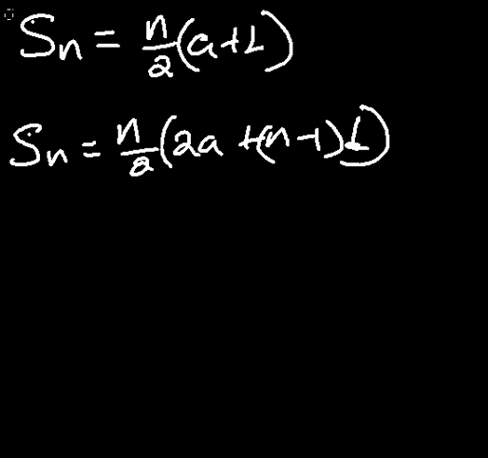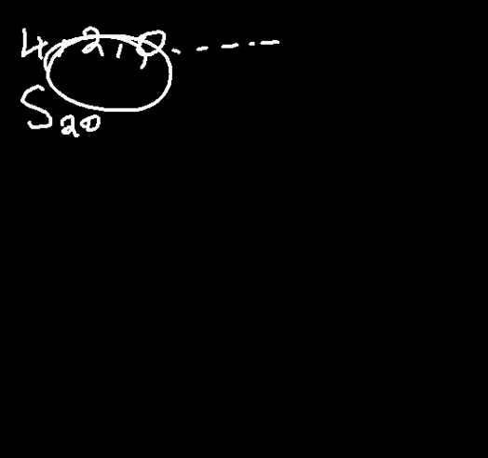Now, for instance, let's go through the following questions. Find the sum of the first 20 terms of the arithmetic series 4, 2, 0, and so on. We are not given the last term, and the dots tell us that the numbers keep on going, so we cannot use the formula with the last term. We will have to use the other formula.